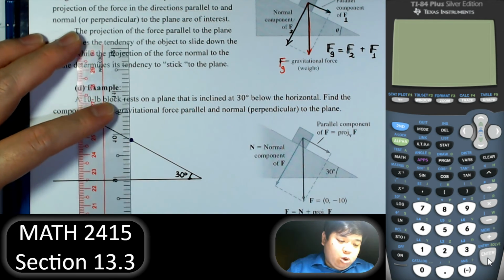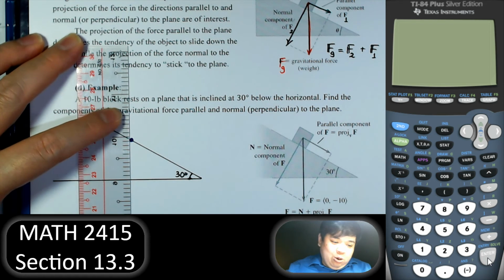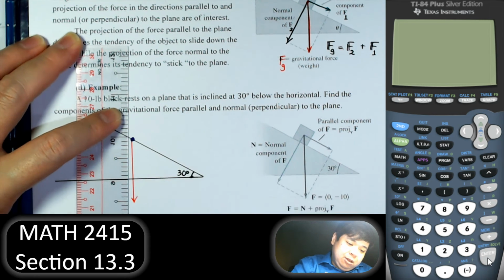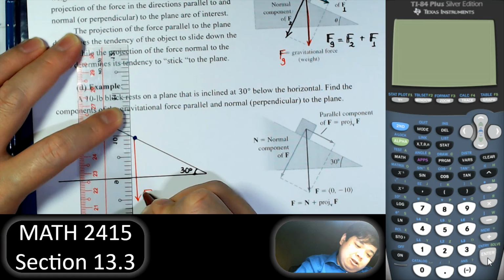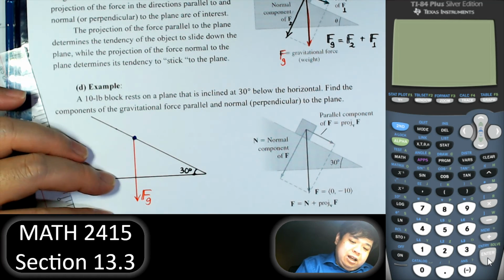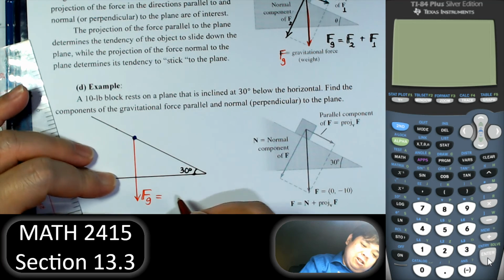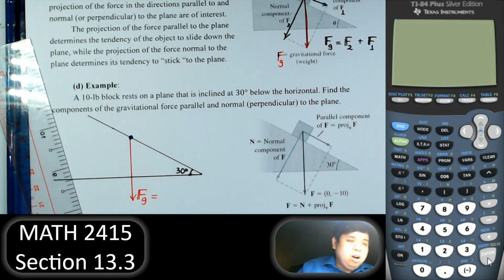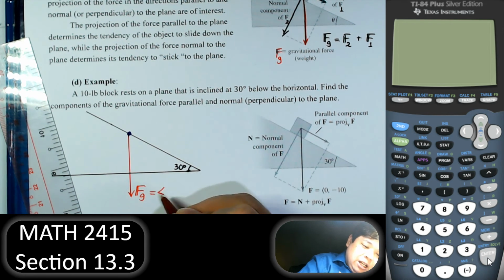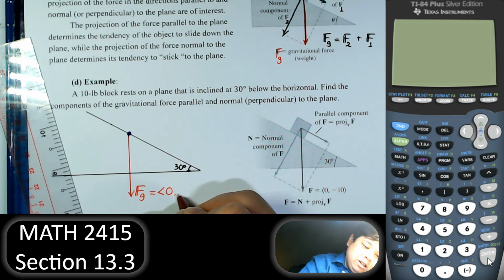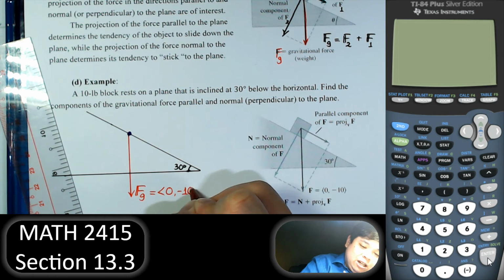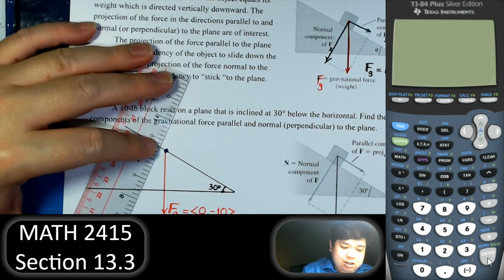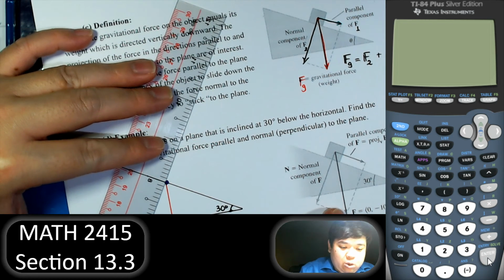The weight, of course, points straight down. For the gravitational force, this is 10 pounds. I'm not going to write 10 like that. If we want to, we can write that it goes straight down, right? So nothing left and right, but going down, negative 10. So we can write that vector like that. Right. Then we will draw these coordinates.